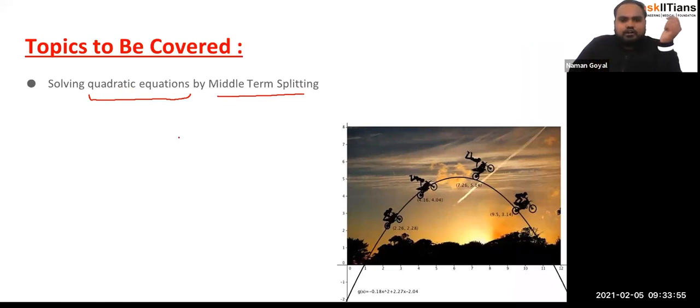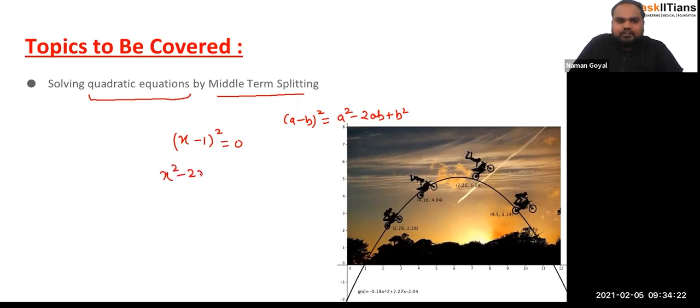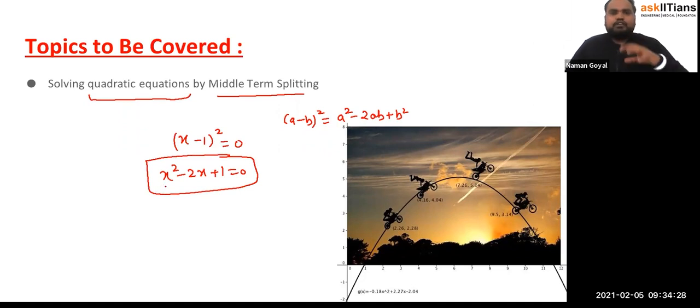For example, if there is a quadratic equation (x minus 1) whole square is equal to 0. So as we know, we can open that polynomial by using the identity of (a minus b) whole square, which is a square minus 2ab plus b square, right? So if I use this identity while solving this equation, what I get is x square minus 2x plus 1 is equal to 0. Now this is a quadratic equation. So it means we want to find the value of x that will satisfy this equation. It means solving a quadratic equation means we want to find the value of that variable.